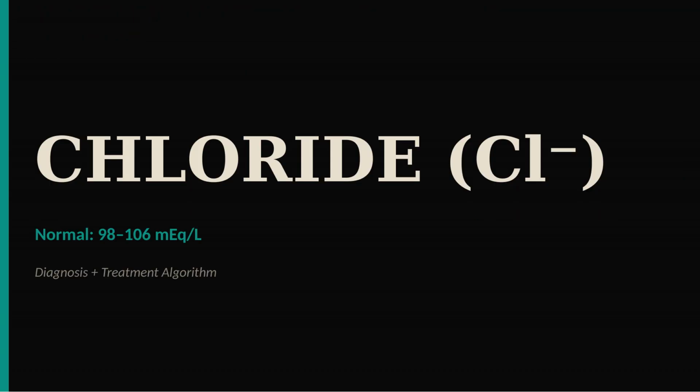Chloride, normal range 98 to 106. The forgotten electrolyte, the one most people glance past on the panel. But chloride is quietly powerful. It usually tracks sodium, but when it diverges from sodium, it's telling you something specific about acid base. Learn to read that divergence, and chloride becomes the tool that closes your diagnostic box. Let's give the forgotten electrolyte its due.